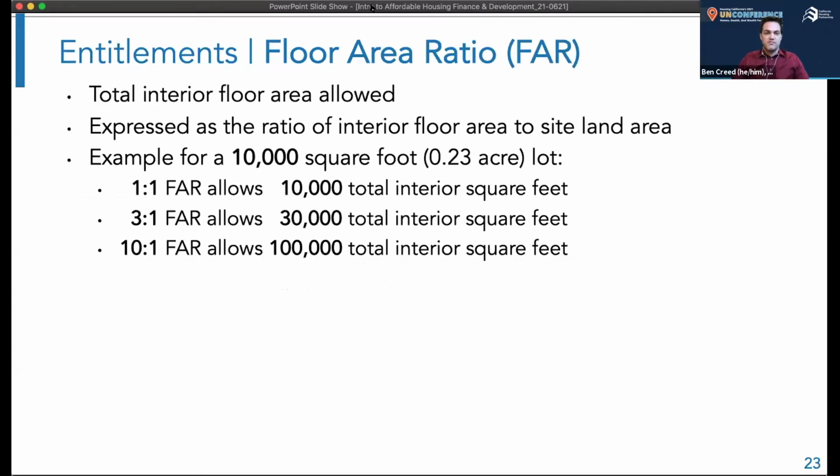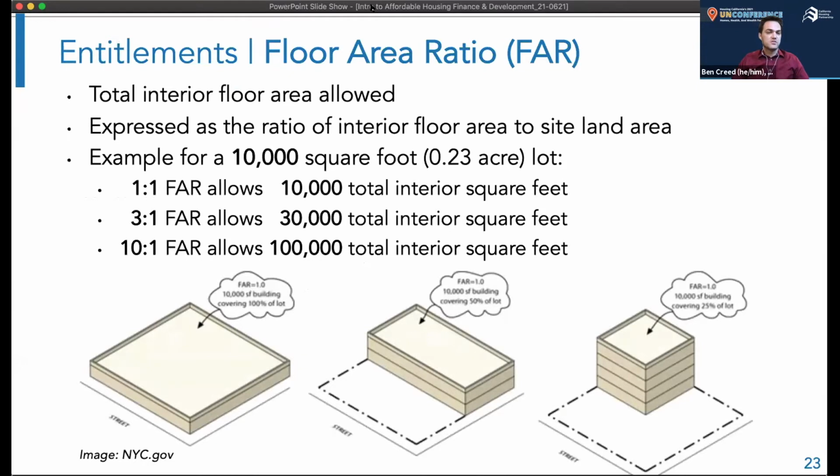To illustrate FAR very quickly, it's a ratio of the floor area in a proposed building to the site land area on your plot of land. And so in these 3 examples, you can see a 10,000 square foot lot, each of which has a 10,000 square foot building on top of it, just taking 3 very different forms. So all of these would comply with an FAR of 1, or a ratio of 1 to 1. And if the FAR were higher, 3 to 1, you could have 3 times as much floor area. 10 to 1, you could have 10 times as much. All of these have 10,000 square feet in the building on top of 10,000 square feet of land.